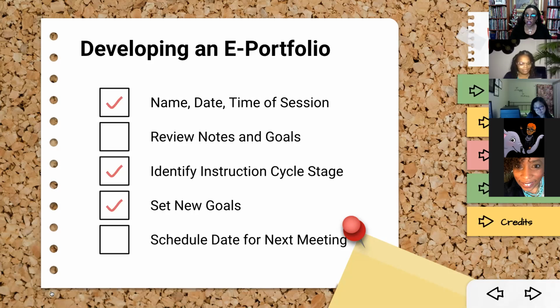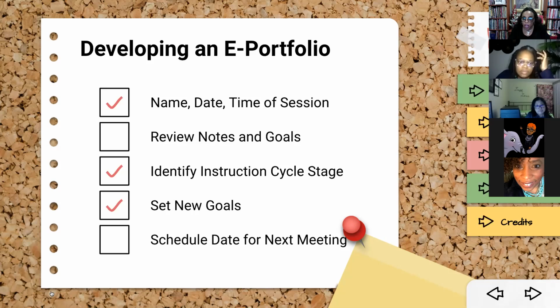And then for each entry, you definitely want to put your date and your time for your session so that you can keep track of when you're meeting or what they're doing. You might want to put some notes on their goals. Make sure you have stuff like that in there. Identify which part of the instructional cycle you're in. So are we talking about, is this the identify phase?